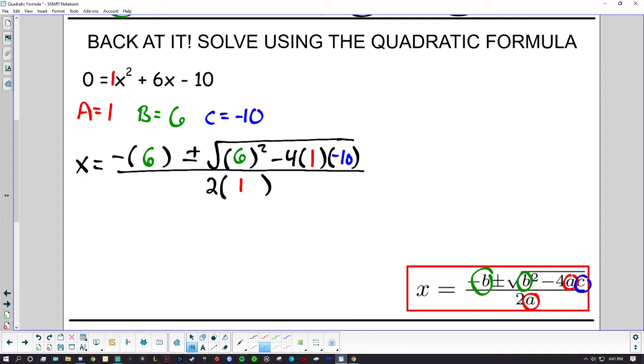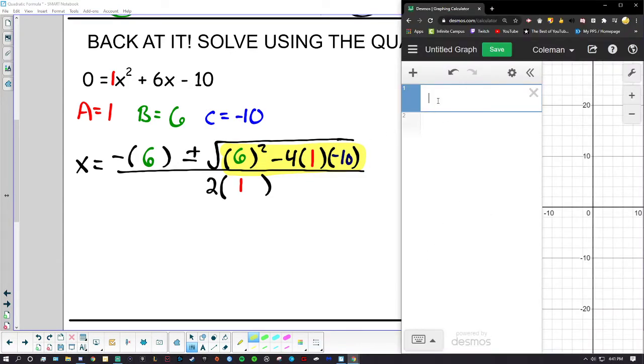Here's the part where let's not make things too difficult. Let's highlight everything that's underneath our square root. We're going to highlight everything under that square root, and we're just going to put it into Desmos, because Desmos is an awesome tool that can simplify this, and we just have to make sure we type it in right. So let's type it in. 6 squared minus 4 times 1 and times negative 10.